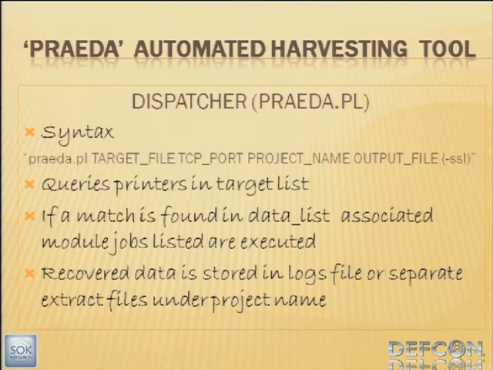So this queries the printers in the target list. If a match is found, the device is attacked, the information is pulled and it's stored in this method here.